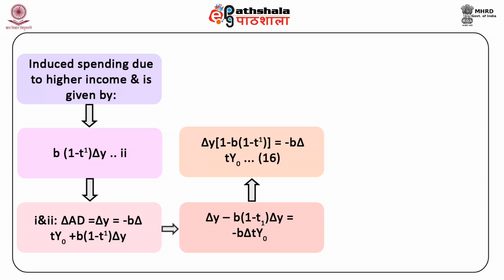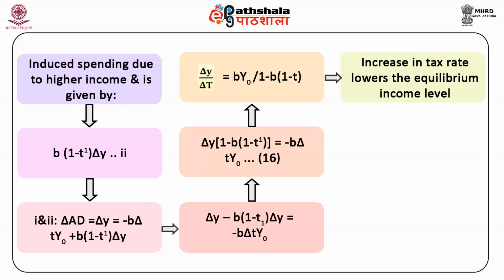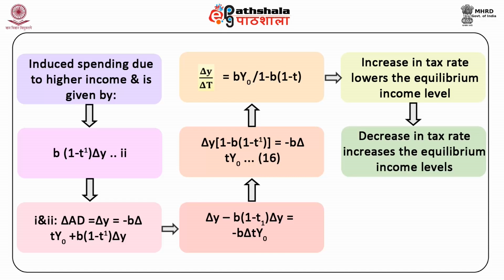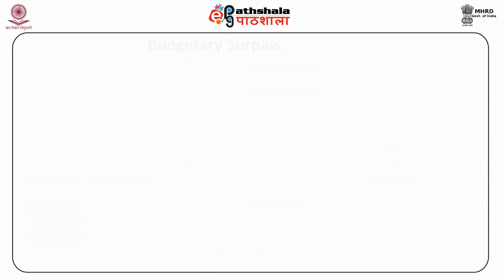This is equation 16: change in Y by change in T is equal to the tax rate multiplier, which is equal to minus B Y naught by 1 minus B into 1 minus T. This derived multiplier is the same as in equation 15. Thus, an increase in tax rate lowers the equilibrium income level and a decrease in tax rate increases the equilibrium income levels. Now we will discuss the budgetary surplus.